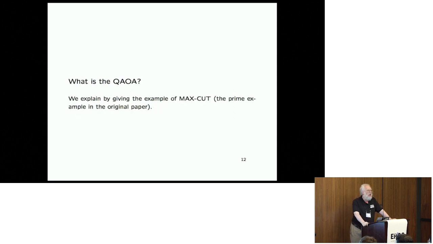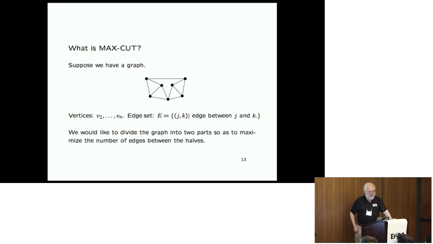So what is the QAOA? We're going to explain it by giving the example of max cut, which was the major example in the original paper. So what is max cut? Suppose we have a graph. It has vertices and edges, and the edges connect pairs of vertices. What we would like to do is divide the graph into two parts so as to maximize the number of edges between the two halves.